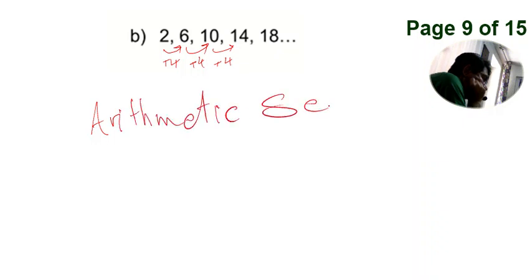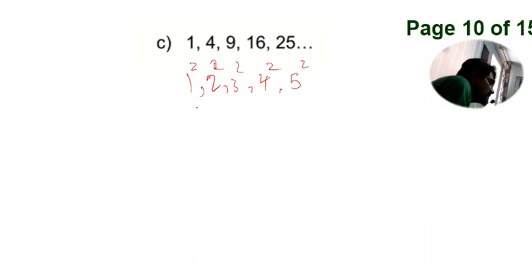2, then plus 4, plus 4, plus 4, that is an arithmetic sequence. 1, 4, 9: 1 squared, 2 squared, 3 squared, 4 squared, 5 squared, that is a quadratic sequence.